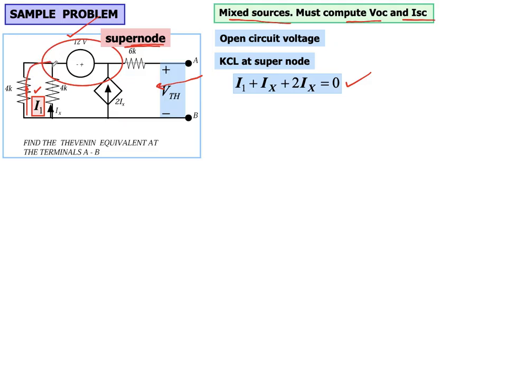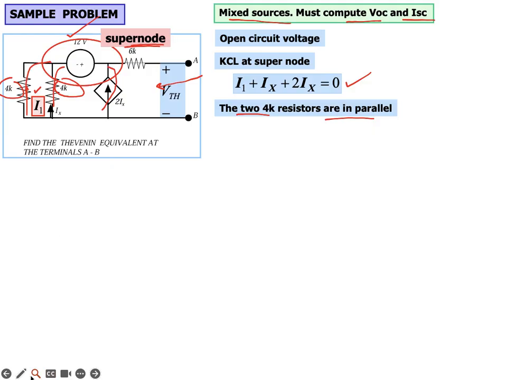So this is I1, Ix and 2Ix. This is equal to 0. And now if we look closely, we can also see that the two resistors are in parallel. So this 4K and this 4K are in parallel, and we already know all the current coming through this branch will equally divide between these two branches because both the resistances are same.